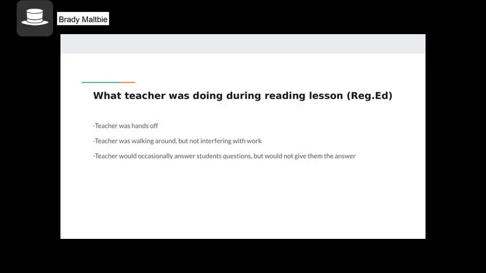As far as what the regular education teacher was doing during the lesson, she was pretty hands off. She was walking around but not interfering with work. She would occasionally answer student questions, but never would give them the answer, would just kind of point them in the right direction. But students were pretty independent during this.